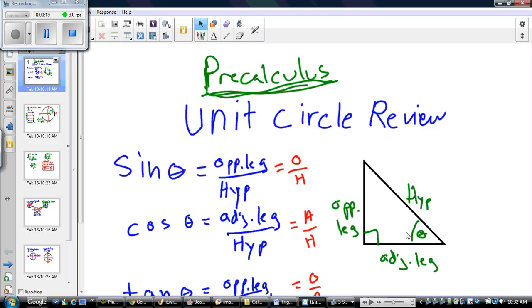Again, here's our theta. This is in any right triangle. The opposite leg is the side opposite the angle. The adjacent leg is the leg next to the acute angle, and the hypotenuse is always opposite the right angle. And the hypotenuse is always the longest side.